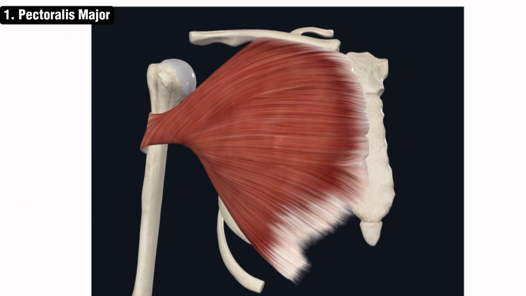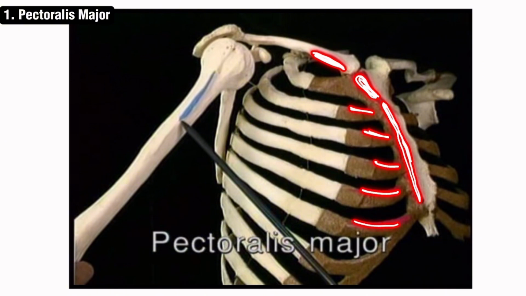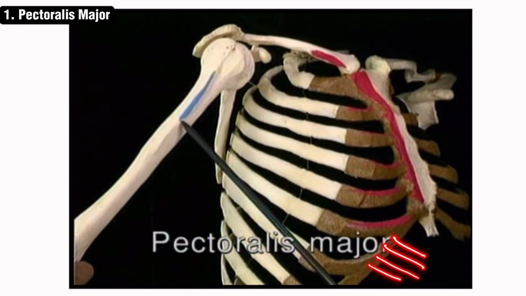Now let's look at the origin and insertion of pectoralis major muscle. The pectoralis major muscle originates from the anterior surface of the medial part of the clavicle, from the anterior surface of manubrium, from anterior surface of sternum, from second, third, fourth, fifth, and sixth costal cartilage, as well as the aponeurosis of external oblique muscle. All the fibers arising from all these different origins finally insert here.